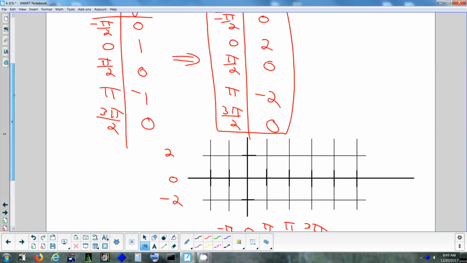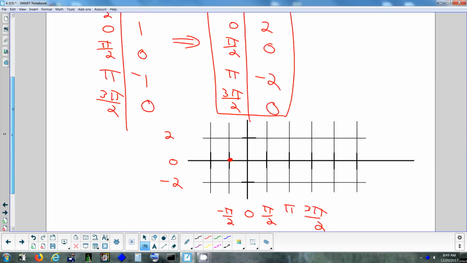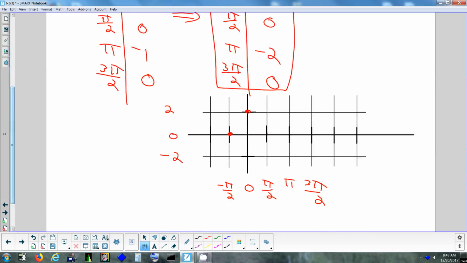Okay, now make your sketch. So we get negative pi over 2, 0. And we're up at 2, 0, negative 2, back to 0. So the original graph has been shifted to the left. I think we can definitely see that, because that's x, that's y. How come I can't really see the vertical stretch here?